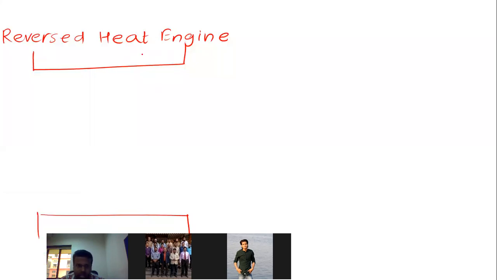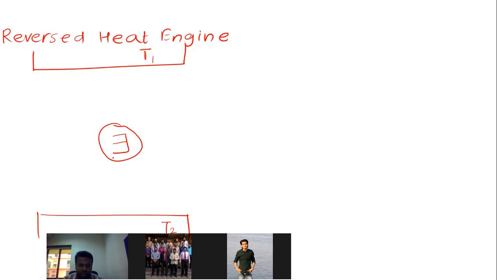This is at a temperature T1, and this is at a temperature T2, right? You can see that. Now, what we have is a reversed heat engine, so obviously it will operate in a reverse direction. This is the reverse direction in which it is operating, right?